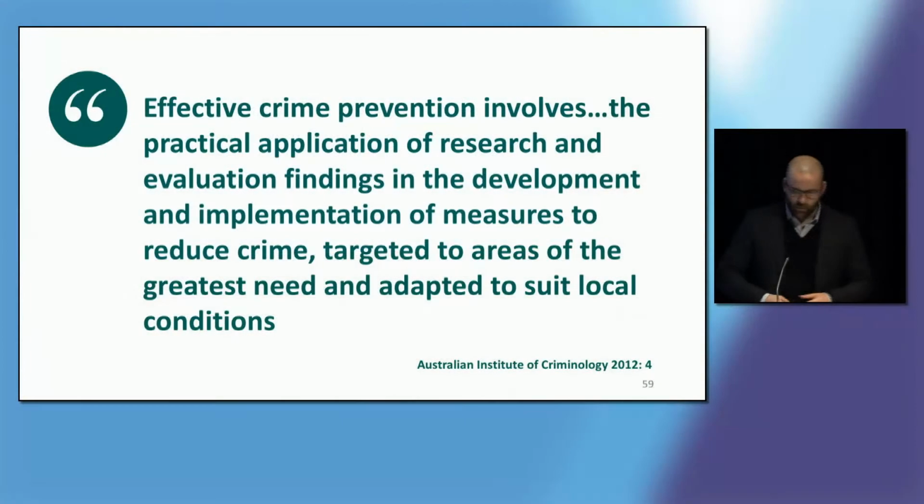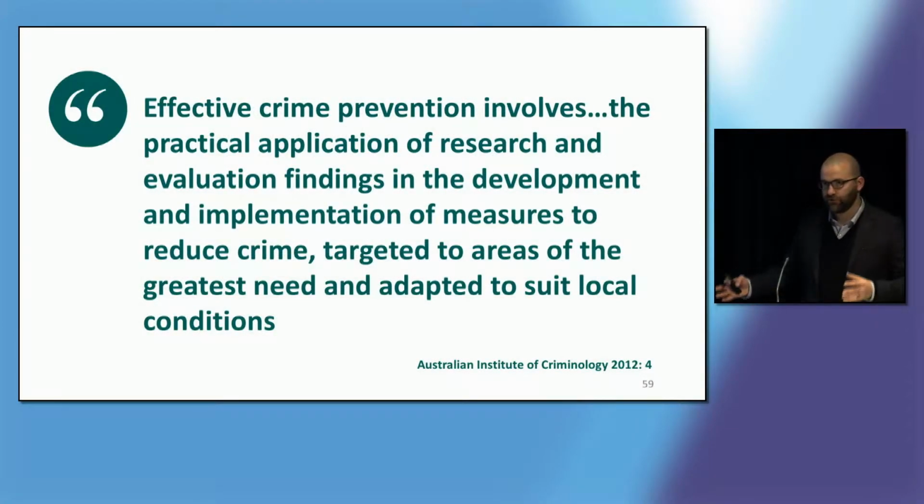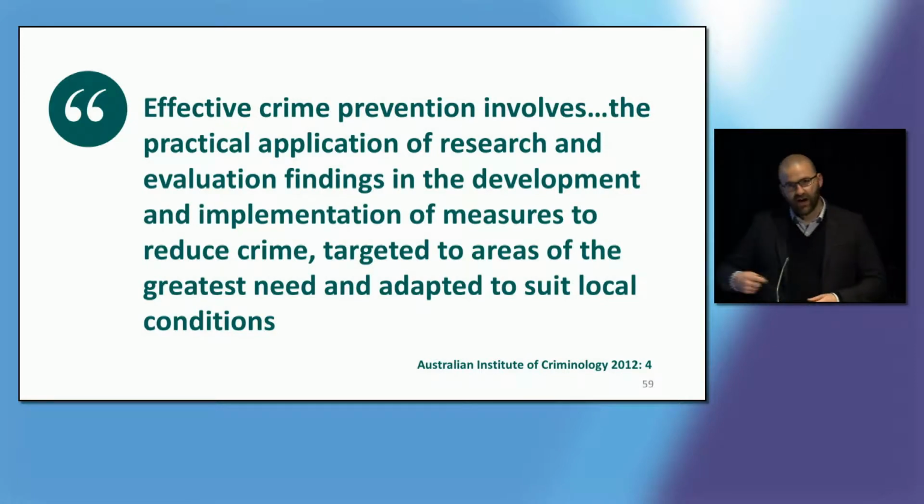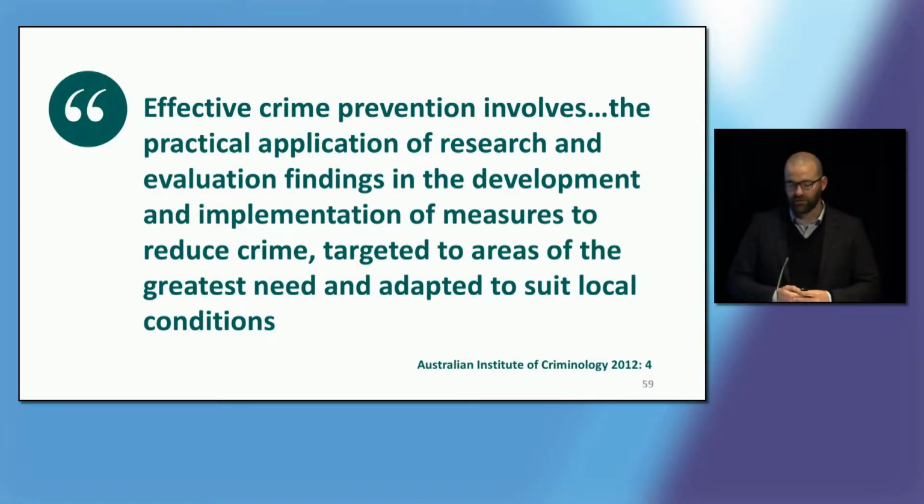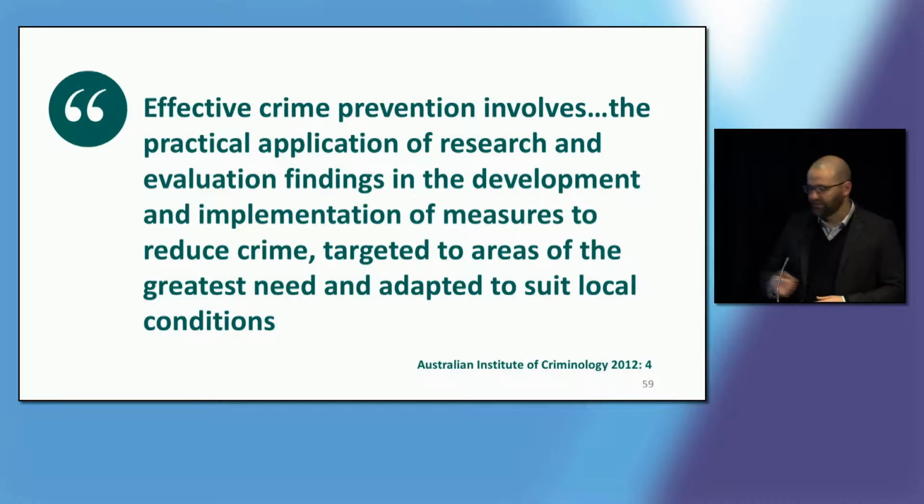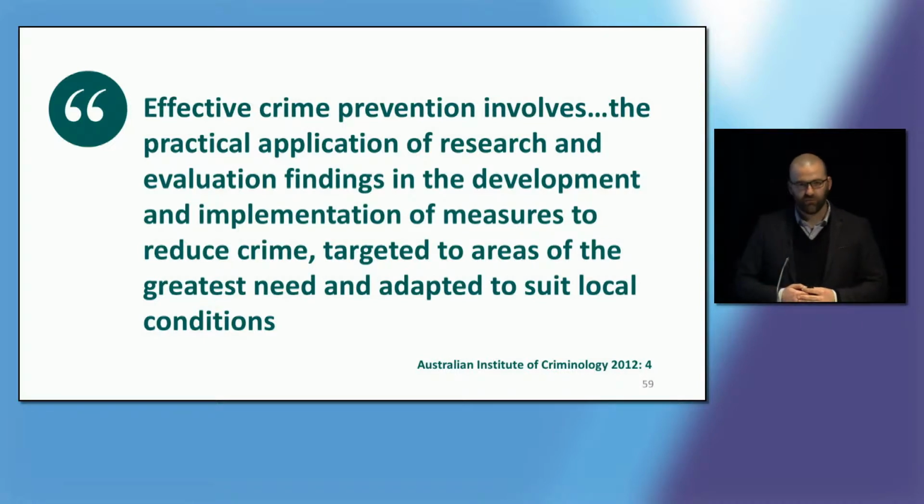So we've all seen something along these lines. This is from our National Crime Prevention Framework, which says effective crime prevention involves the practical application of evidence or research and evaluation and so on in developing an effective response. But it's actually the last few words there that are really important, which is about adapting that evidence to suit your particular problem and the local conditions.